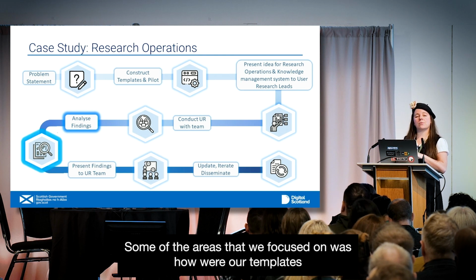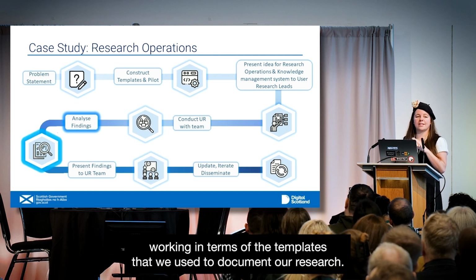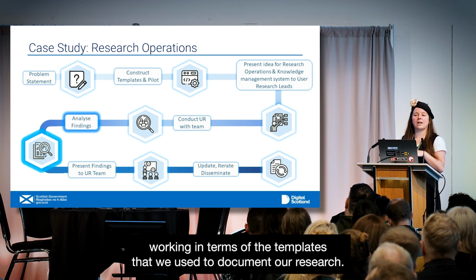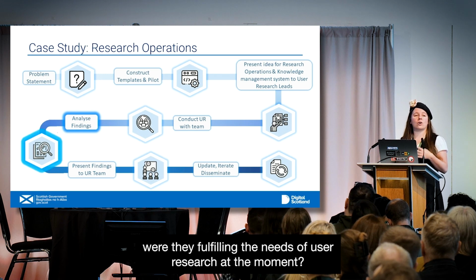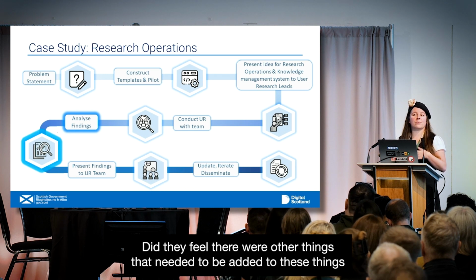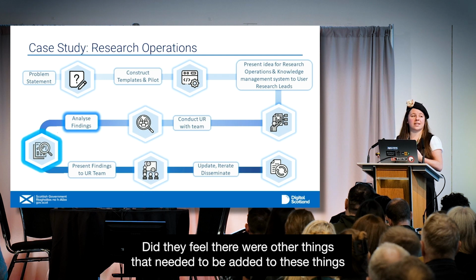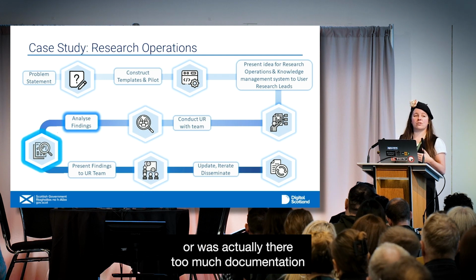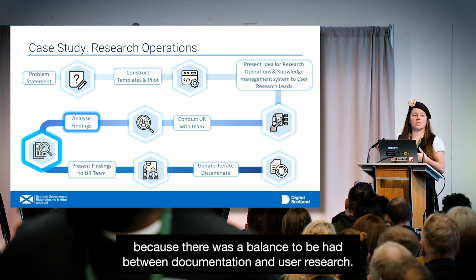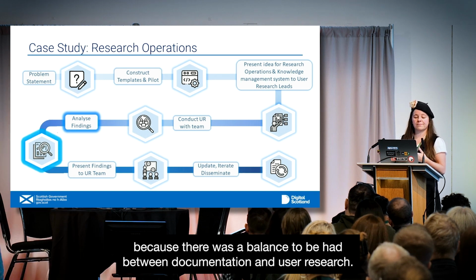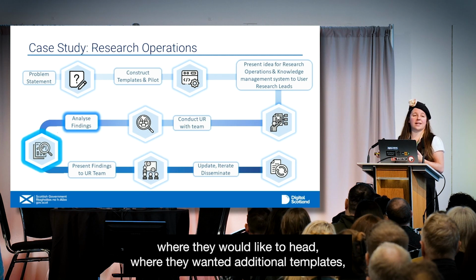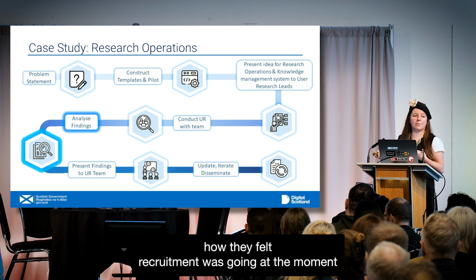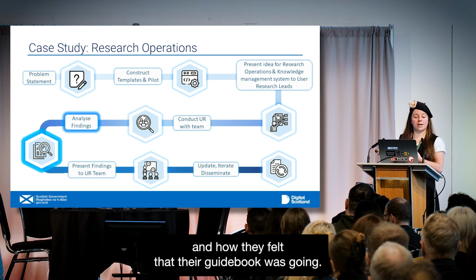Some of the areas that we focused on was how our templates were working, in terms of the templates that we used to document our research, so our setup, our analysis, our user needs. Were they fulfilling the needs of user research at the moment? Did they feel there were other things that needed to be added, or was there actually too much documentation? Because there is a balance to be had between documentation and user research. We also found out what the direction of the team was and where they would like to head, where they wanted additional templates, how they felt recruitment was going at the moment, and how they felt that their guidebook was going.